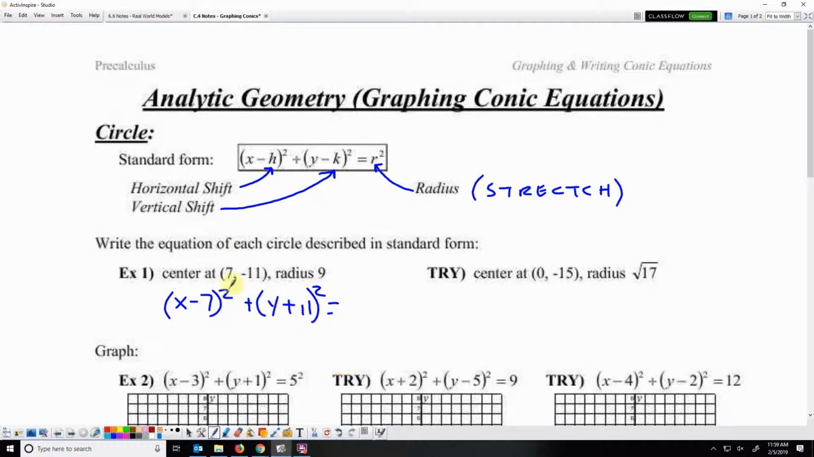Okay? So our center is h, k, and what goes here is the opposite of those. And then the radius is 9, r squared, 9 squared is 81. Okay, so here we've got x plus or minus 0 squared, which is just the same as x squared, plus y, and then I've got a -15, so plus 15 squared, equals, and then the square root of 17 squared is 17.